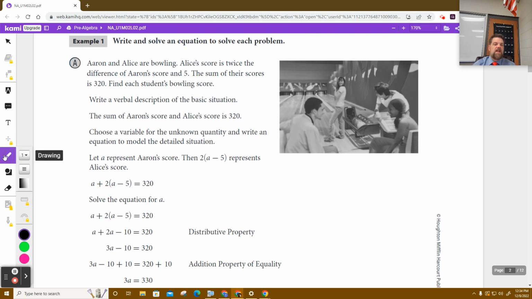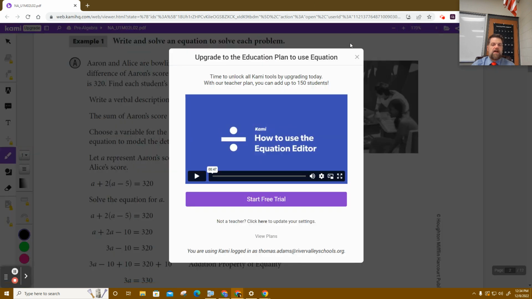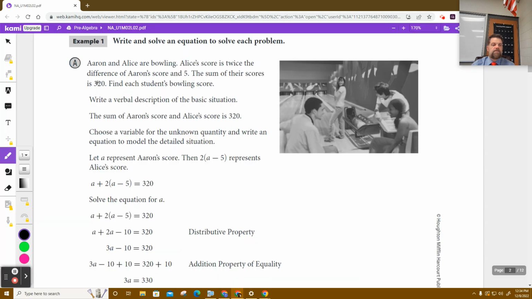This one says Aaron and Alice are bowling. Alice's score is twice the difference of Aaron's score and 5. So I'm going to jump out of order here. So we have two people. We have Alice. And then we have Aaron.